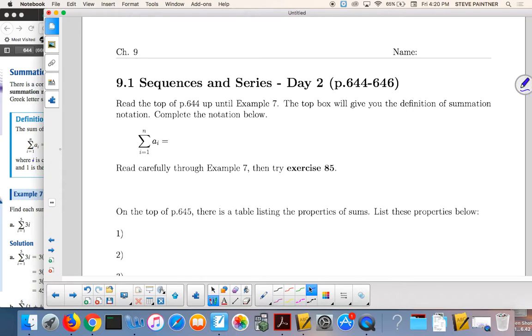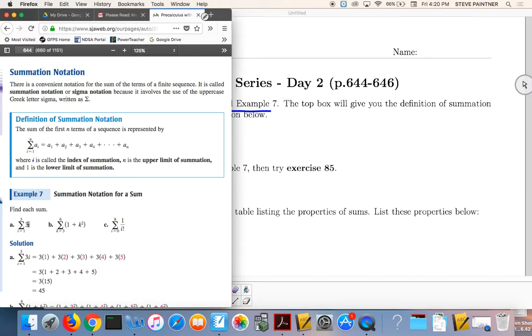Day 2 covers summations. So it wants us to start out by reading the top of page 644 up until example 7. The top box will give us the definition of summation notation. So I'm going to run over to our book here. It says there's a convenient notation for the sum of the terms of a finite sequence. It is called summation notation or sigma notation.